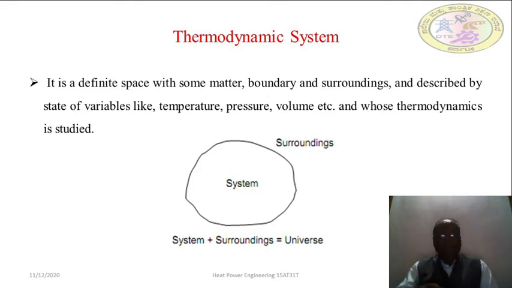I repeat now the full definition of the thermodynamic system. It is a definite space with some matter, boundary and surroundings, described by state variables like temperature, pressure, volume, etc., and whose thermodynamics is studied. This is called the thermodynamic system.